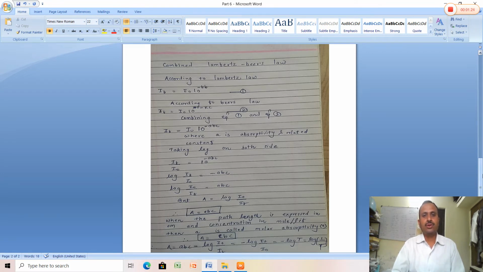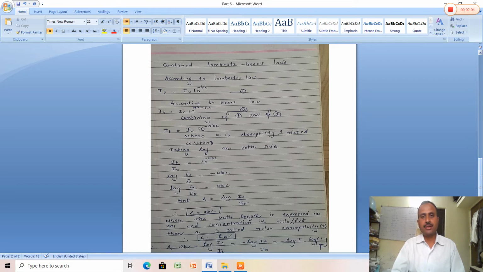Now, according to Lambert's law, which we have already studied, it is equal to I0 into 10 raised to minus kb. So this is the first equation. Now Beer's law is given by the equation It is equal to I0 10 raised to minus kc. This is equation number 2. Now Lambert's law gives the information about the thickness or path length of the sample, while Beer's law gives information about the concentration of the sample solution. So that is the most important difference between these two laws.